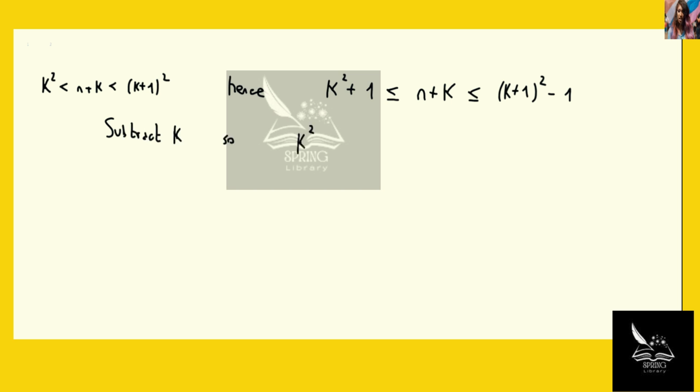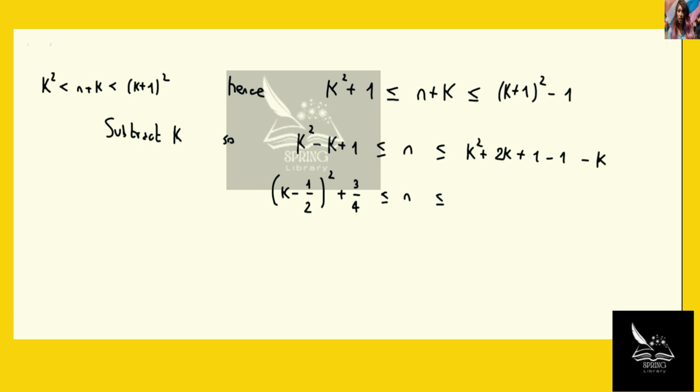So now we subtract k from all the terms and expand the products. So we have k squared minus k plus 1 is lower or equal to n, which is lower or equal to k squared plus 2k plus 1 minus k. Now we complete the squares. So here we have k minus 1/2 squared plus 3/4 lower or equal to n, lower or equal to, and similarly by completing the square, k plus 1/2 squared minus 1/4.